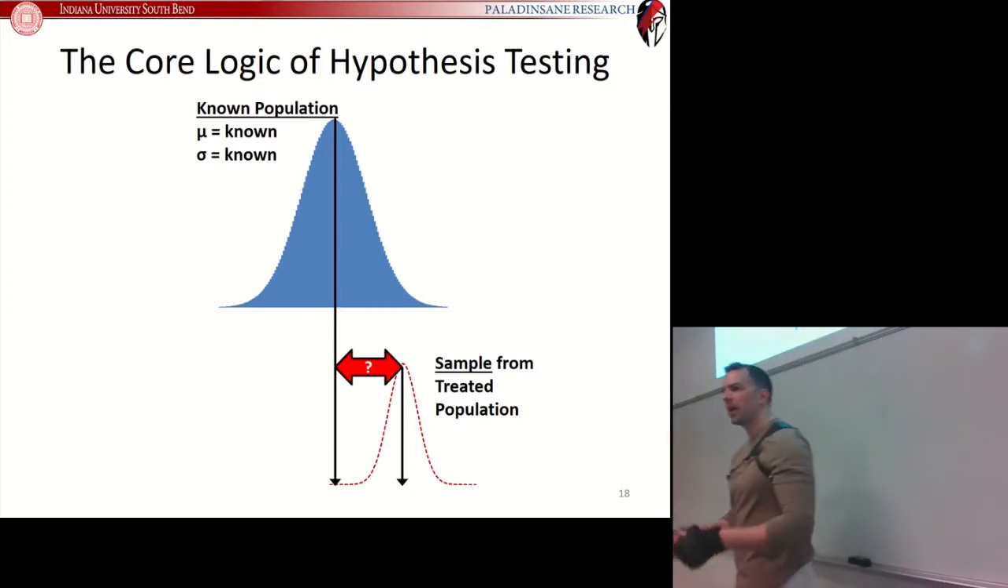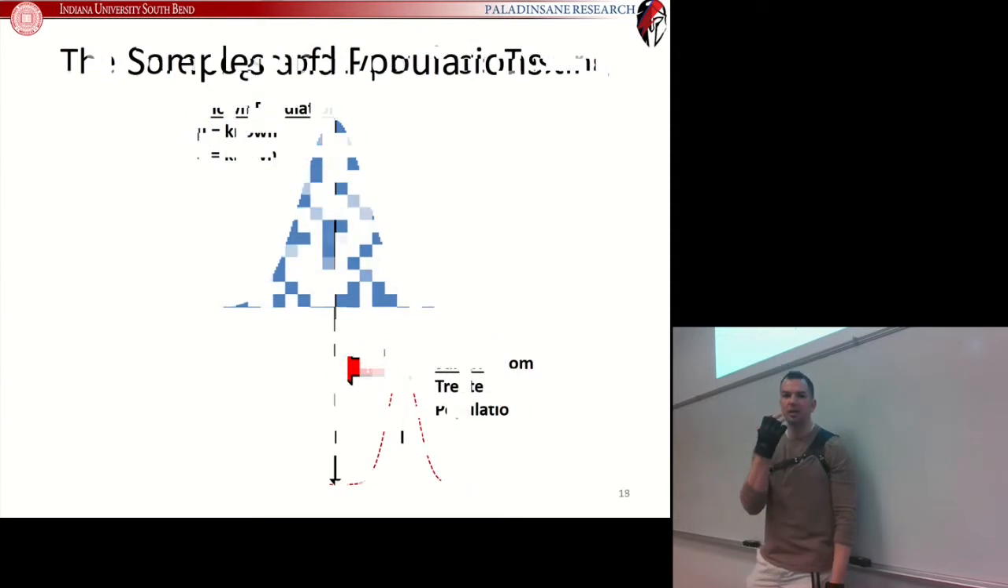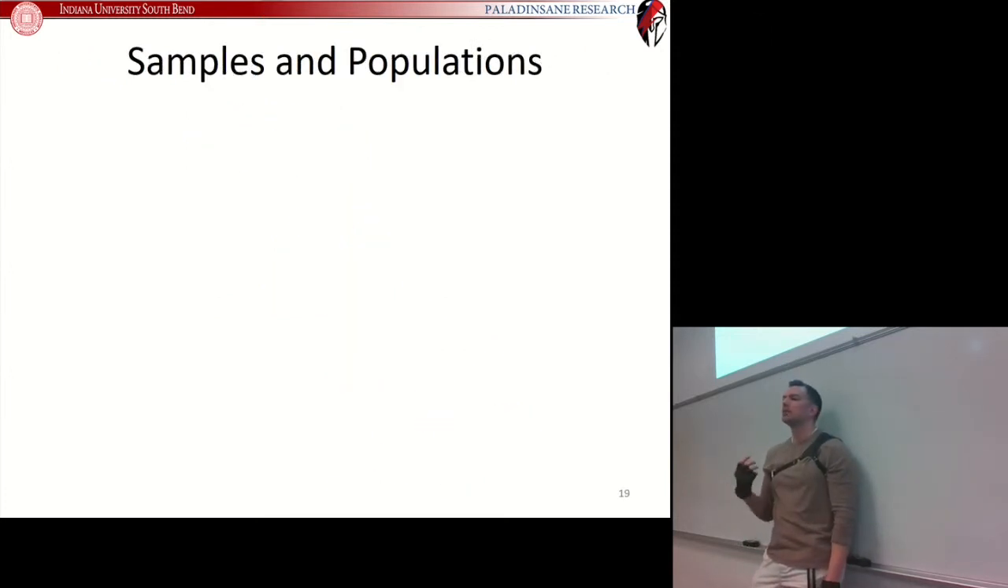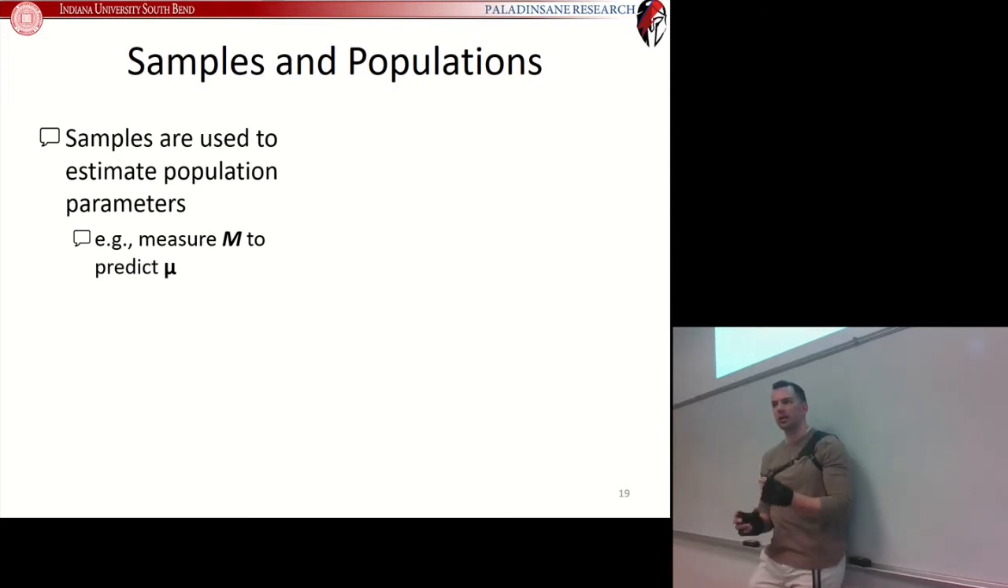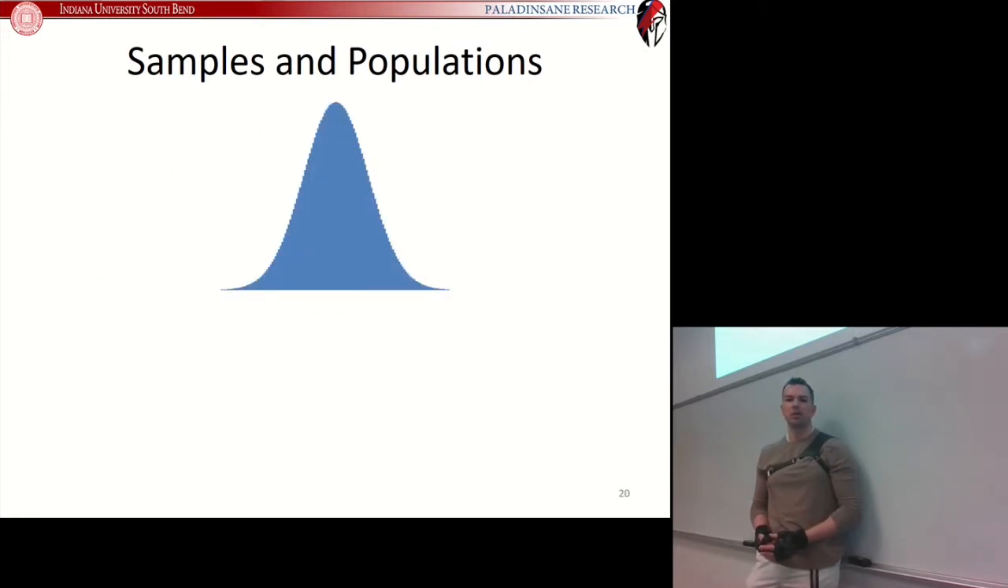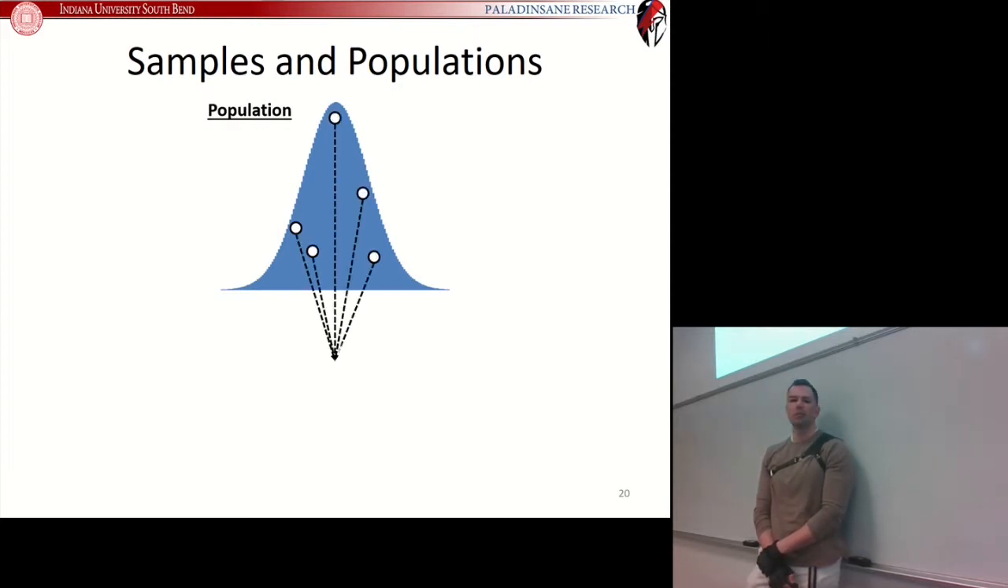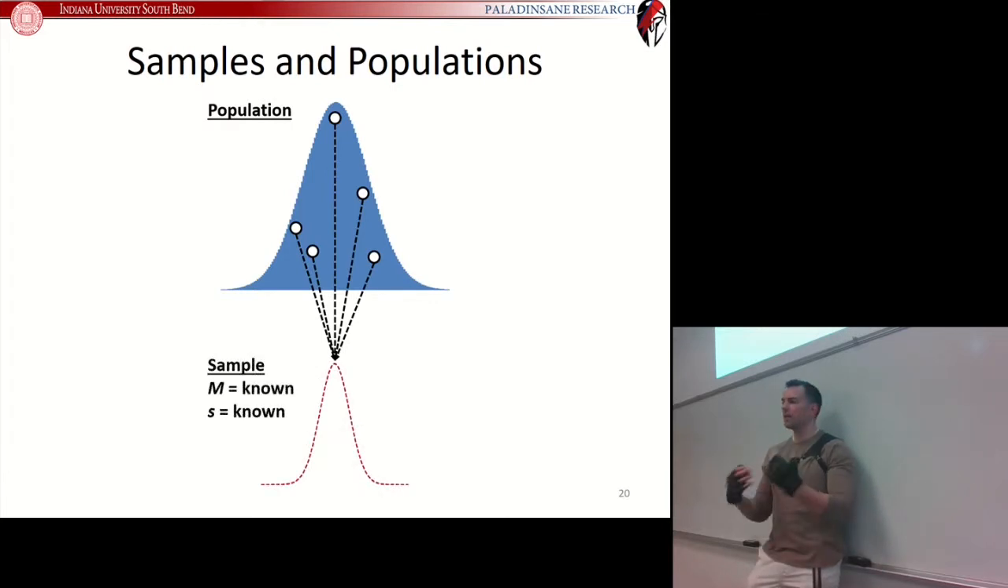Well, the core logic of hypothesis testing goes back to that idea of samples and populations. So samples are used to estimate population parameters. You have your sample mean. It's used to predict your population mean. And there's that relationship that we talked about before between a sample and the population that it's from. So if you have a population, you might have a sample that comes from the center of that population. Those samples are highly likely.